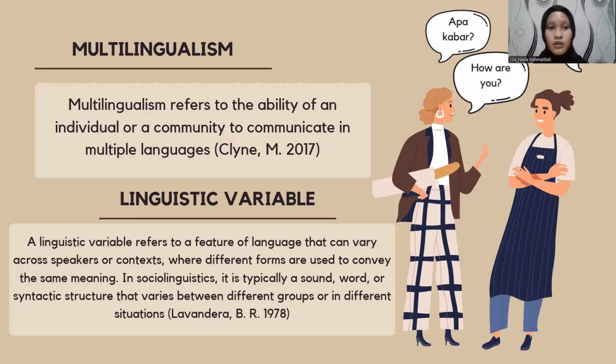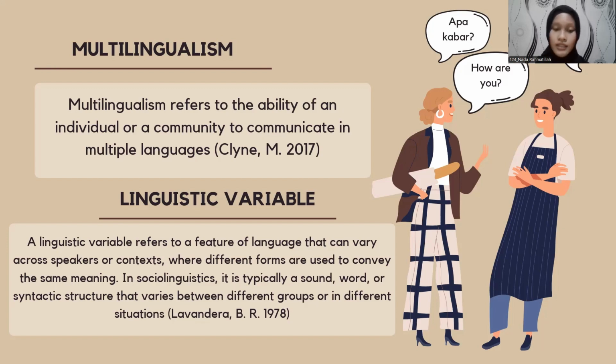The first material is about multilingualism. According to Klein 2017, multilingualism refers to the ability of an individual or community to communicate in several languages. In this increasingly globalized world, the phenomenon is increasingly common, where many people speak more than one language in their daily lives, whether in family, school, or work environments. And next, we will discuss linguistic variables.